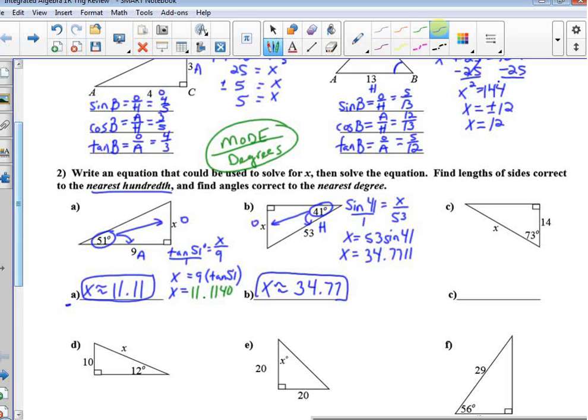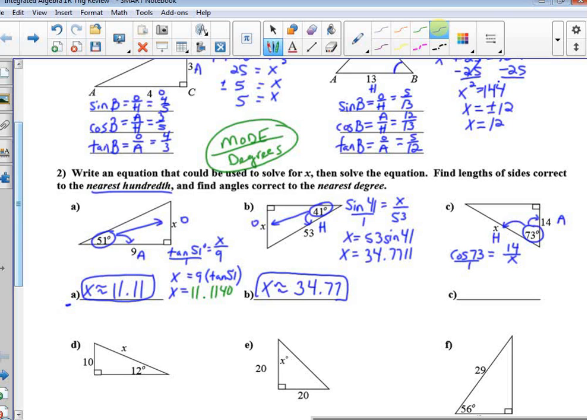On C, I am going to, again, circle my angle and look at my pieces. So this is now an adjacent, 14. It's not opposite, it's next to it. And then this is a hypotenuse. So now this one's going to be working with cosine. So the cosine of 73 equals 14 over x.